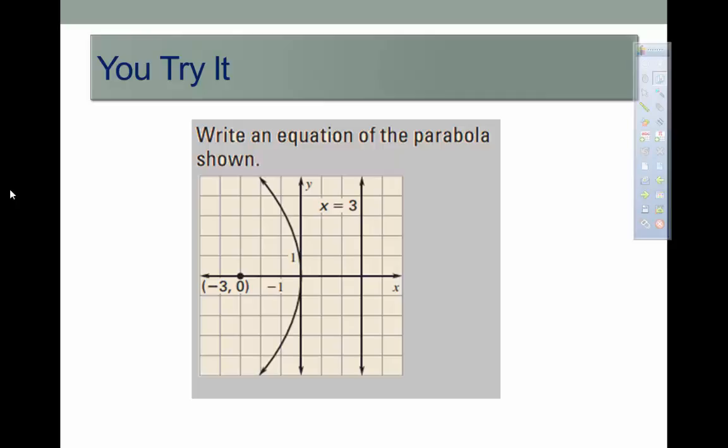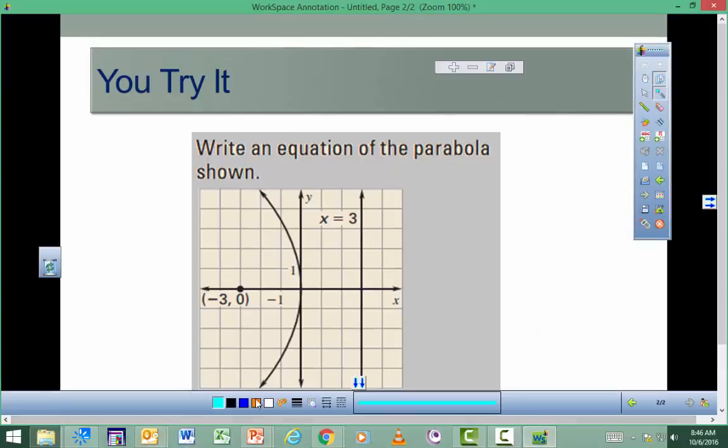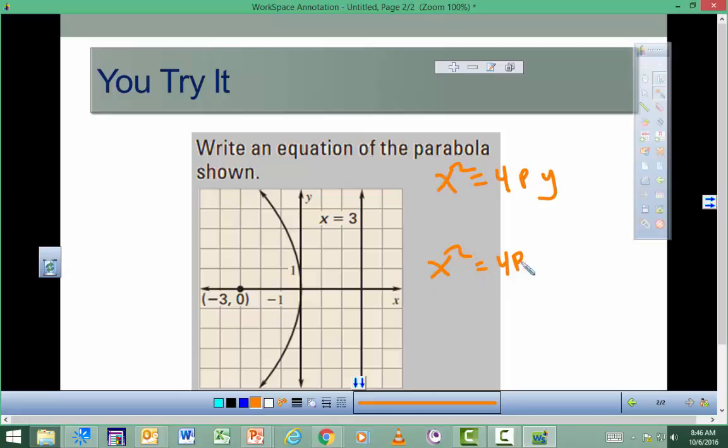9, 8, 7, 6, 5, 4, 3, 2, 1. Someone please tell me they know what it is. Alright, so first of all, let's decide which way is it going? It's going left and right. So is it x squared equal to 4py? Or is it x squared equal to 4px? Well, that's what I just wrote.